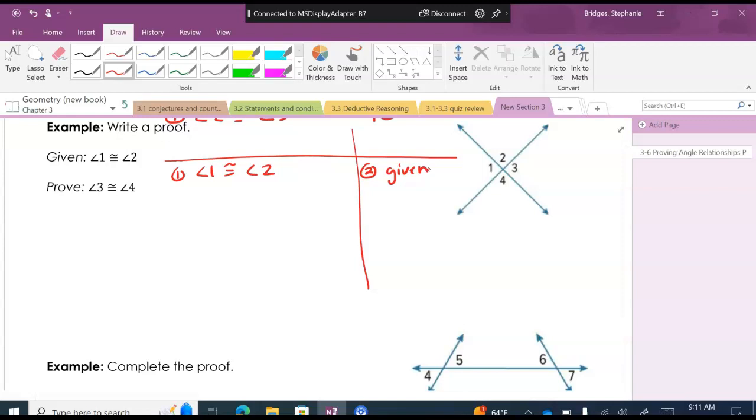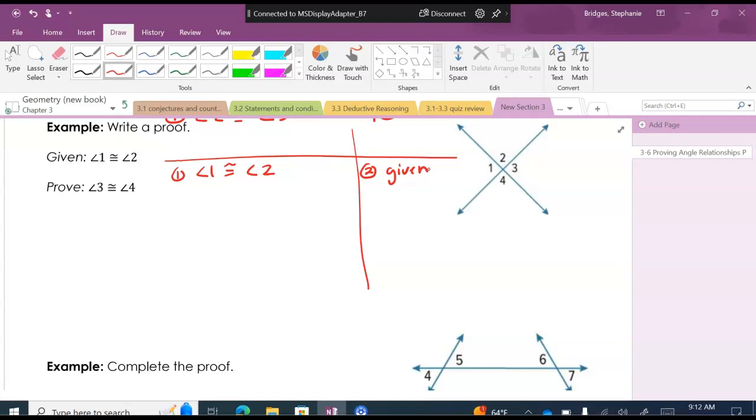I am told that angle 1 is congruent to angle 2. What I'm trying to get to is that angle 3 is congruent to angle 4. Am I given any values anywhere in this problem? Like told that anything is supplementary, complementary, 90 degrees, anything like that? No. So I don't need to go to an equality because I don't have any values given to me anywhere. And knowing that two angles are congruent doesn't really lead us to say anything else.